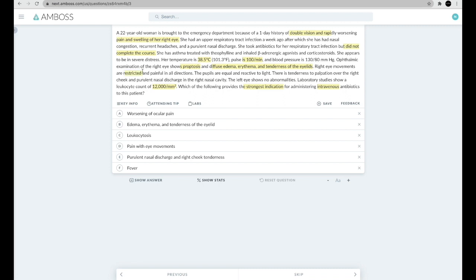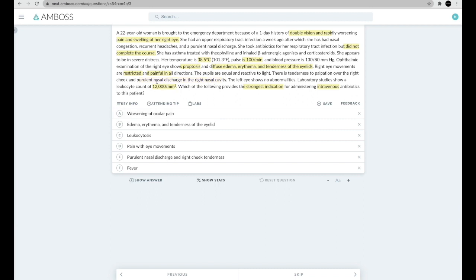The fact that movement within the eye is restricted indicates there's an orbital problem, because the extraocular muscles are inside the orbit, guys. The fact that movement in the eye is painful or restricted means there is edema, or the inflammation involves the extraocular muscles, which are in the orbit. So something is wrong there. Pupils are equal and reactive to light. Tenderness to palpation the right cheek, and purulent nasal discharge. Here he is proving to you she had sinusitis, and this is probably the culprit.